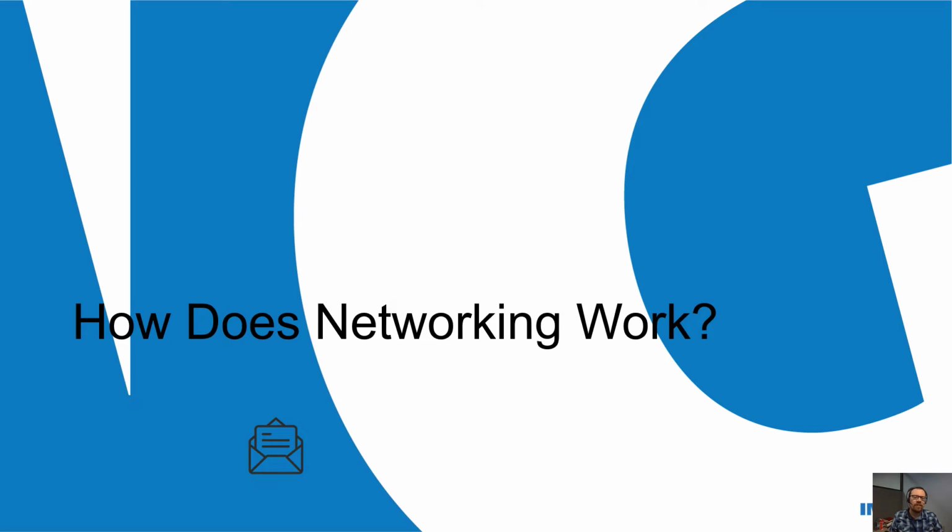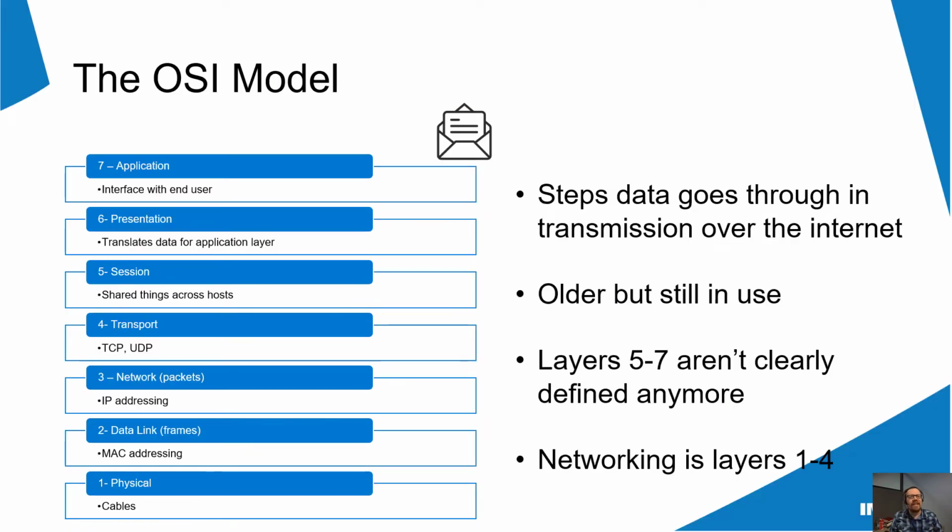First, how does that email go from point A to point B? Now, to describe it, we use a couple of different models. The model we're going to use for all these courses you're going to be taking with me in Cybersecurity 101 is the OSI model. The OSI model is made up of 7 layers, and it's the steps that data goes through to get to the internet.